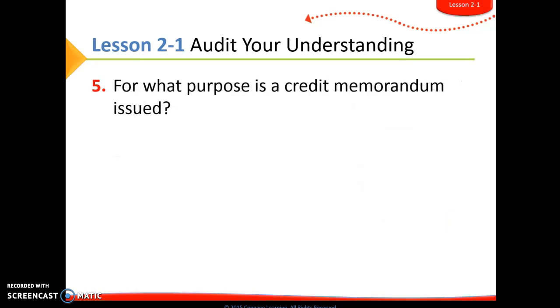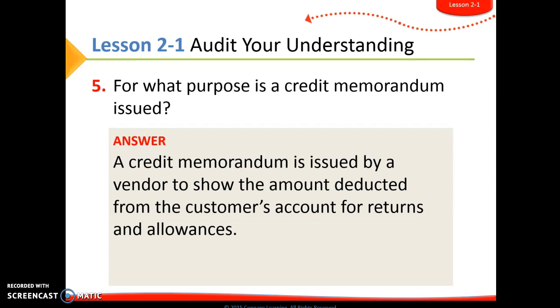And last question, number 5. Oh, excuse me. For what purpose is a credit memorandum issued? A credit memorandum is going to be issued by a vendor, and that's to show the amount that's deducted from the customer's account for returns and allowances.